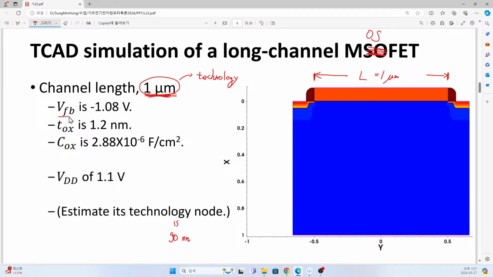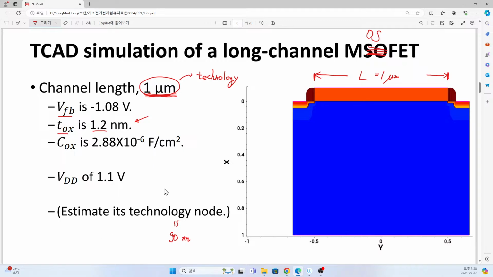And here we have a certain flat band voltage, and please have a look at this one. Here we have an oxide thickness of 1.2 nanometer. So how did I estimate that this is 90 nanometer technology? Because this effective oxide thickness is 1.2 nanometer. This is a certain indicator of the technology node. How can we understand this relation between oxide thickness and technology node?